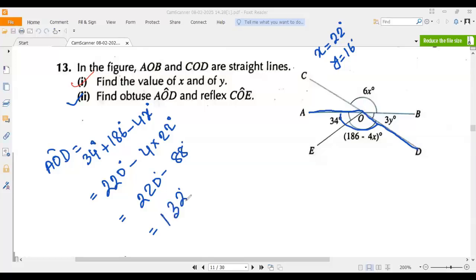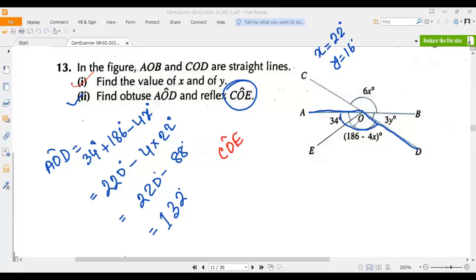So 132 degree. And we know that 132 is an obtuse angle. Why obtuse angle? Because 132 is greater than 90 degree but less than 180. So by the definition of obtuse angle, we can easily say 132 degree is an obtuse angle. Now we need to find out reflex COE. So at first we will find out COE. Then we will find out reflex COE.